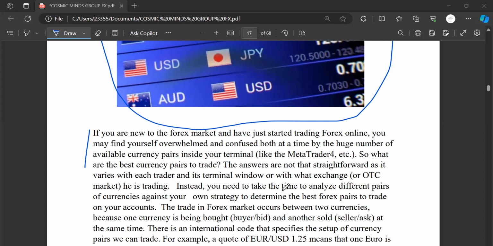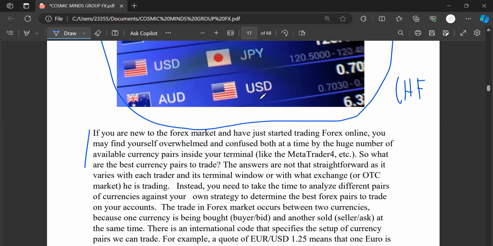And then the symbol is CHF, right? That's for the Swiss franc. So the Australian dollar, the Japanese yen, the US dollar, the Swiss franc, and we have the Canadian dollar too, right? So these are the major currencies, right?